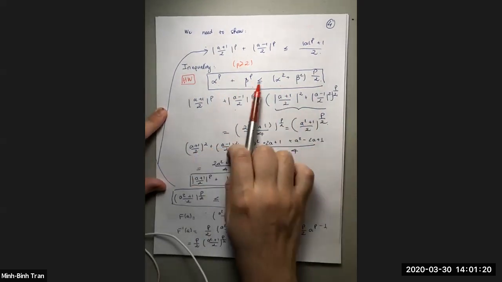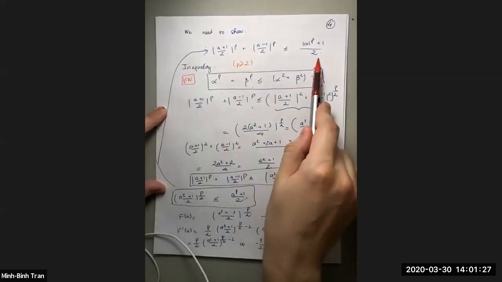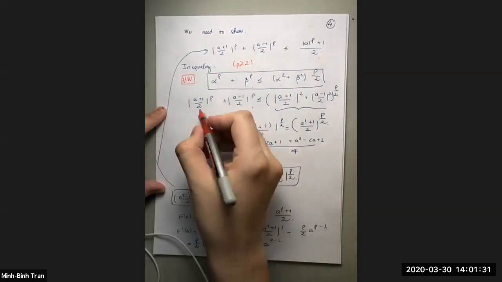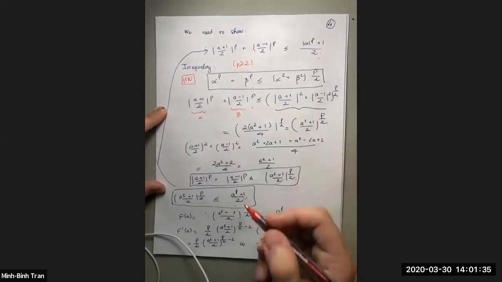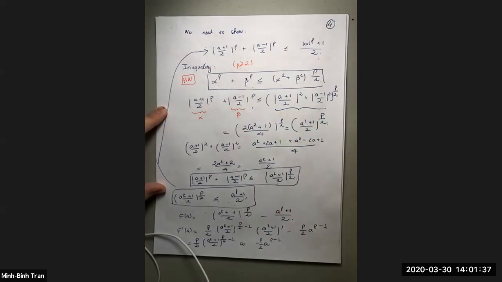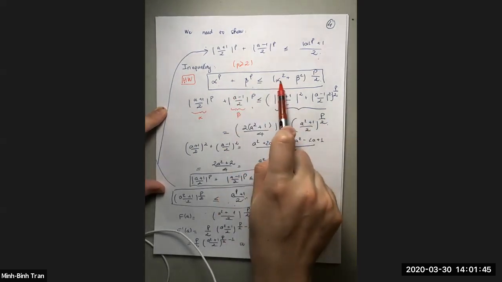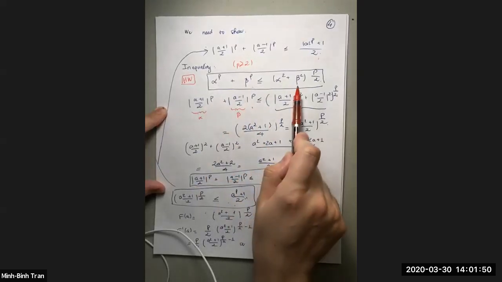Now, suppose that we have this inequality already. How can we show the first inequality? What we do is to replace alpha to be this guy and beta to be this guy. All right, so alpha will be a + 1/2 and beta will be a - 1/2. Right, so now we want to plug these two values for alpha and beta into this inequality.